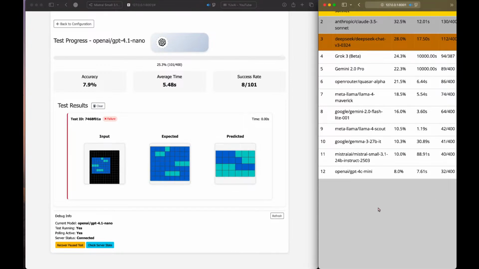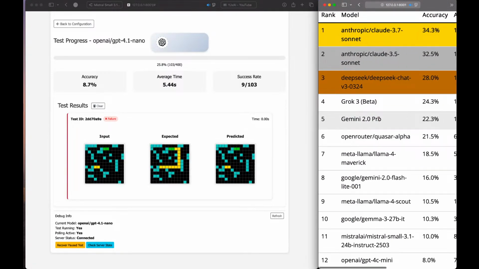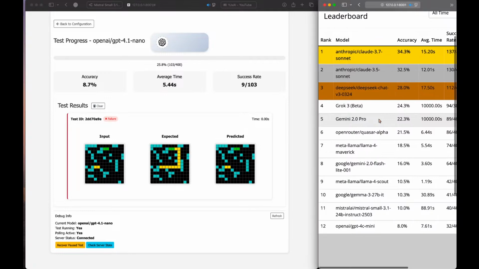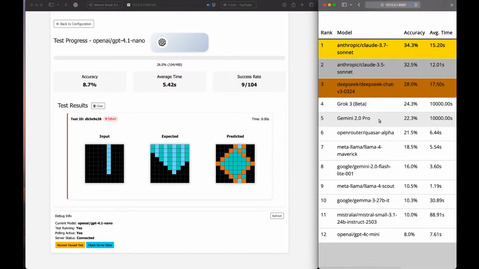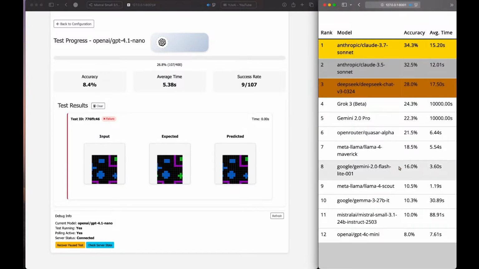But this ARC-AGI test should give us an idea of the raw intelligence of the model. You can see the leaderboard is pretty much aligned to what we think should perform better. Claude 3.7 Sonnet is at the top, followed by 3.5 Sonnet and DeepSeek. So when it comes to raw intelligence, ARC-AGI is a very good benchmark at predicting that.